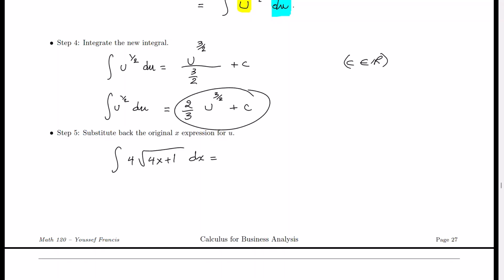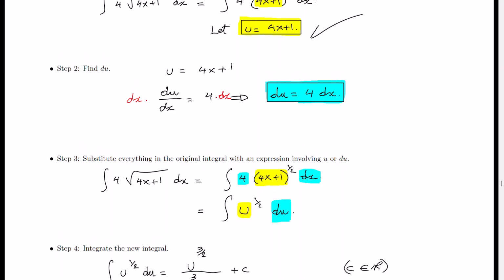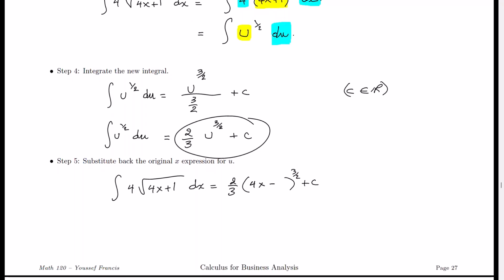And I got this to be the answer, 2/3. But wait a second, I'm not supposed to write down the u. So what do I write? Well, I go back to my notes. What was u in the first place? I need to rewind a little bit, and I see it there. The u is supposed to be the quantity 4x plus 1. So just go ahead and replace it with 4x plus 1, and we are basically done.